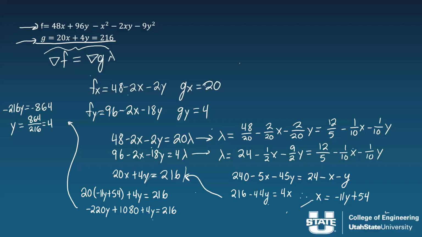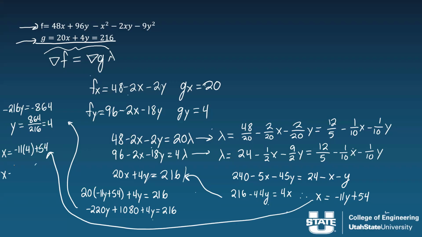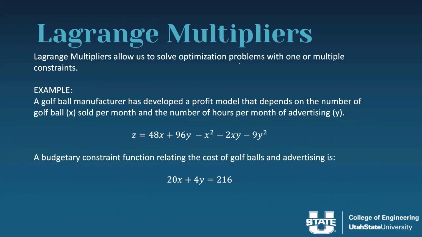So now all we need to do is take our x equation from earlier and plug in that y value. And we have minus 11 times 4 plus 54. So x is equal to minus 44 plus 54, which means x is equal to 10. So in the context of this problem, that means we wanted to have 10 golf balls and 4 hours of advertising per month in order to optimize the amount of money we'd get with the money we are willing to spend on it.